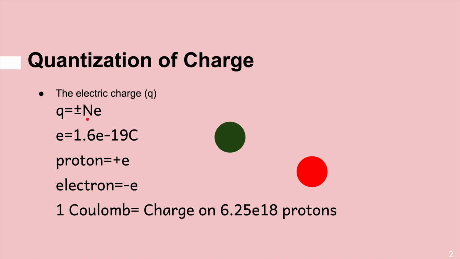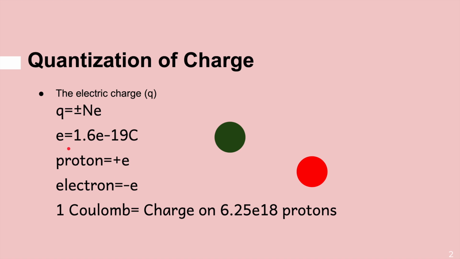So N is an integer, so that could be like 5 or 6. It's like how many do we have? And then e is the charge on one proton or one electron. The reason why it could be plus or minus is because protons are positive, electrons are negative, but they both have the same amount of charge, just opposite signs.